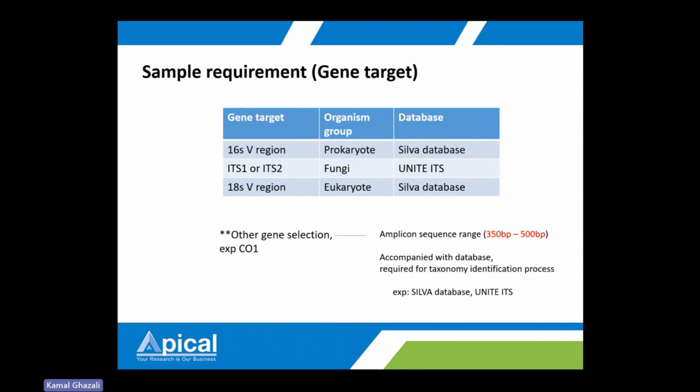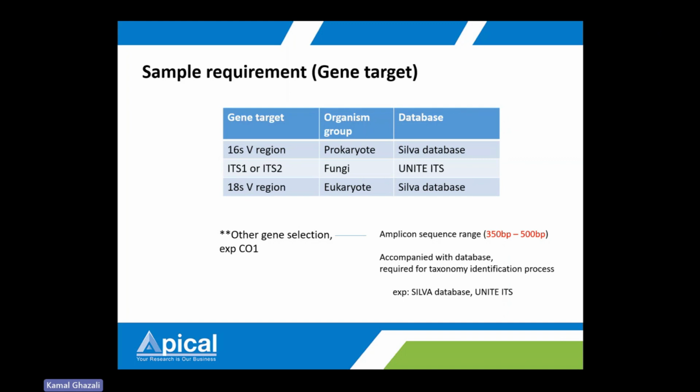Apart from this, we can also accept other gene markers, for example the CO1 gene or even trnL, as long as the amplicon sequence range is around 350 base pairs to 500 base pairs. The size range is limited because of the Illumina platform, which only accepts short DNA fragments. But apart from the Illumina platform, we also offer our nanopore sequencing platform service. Using nanopore, we can sequence a larger fragment size.